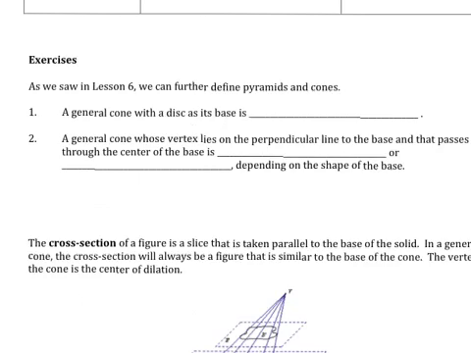So we're going to further define general cones to some more specific definitions. A general cone with a disc or a circle as its base is a circular cone. And then a general cone whose vertex lies on the perpendicular line to the base that passes through the center of the base is a right circular cone or a right pyramid, depending on the shape of the base.